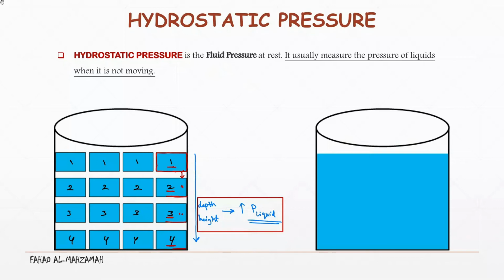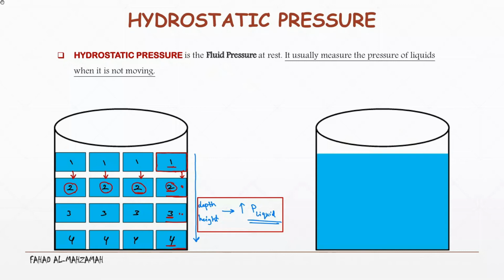Now let me take the condition of this one. What is the pressure on this particular molecule? It is by this molecule. And what about this one? It is by this molecule. What about this one? It is by the weight of this molecule. So each molecule in the same row, or at a specific height, has exactly the same pressure.